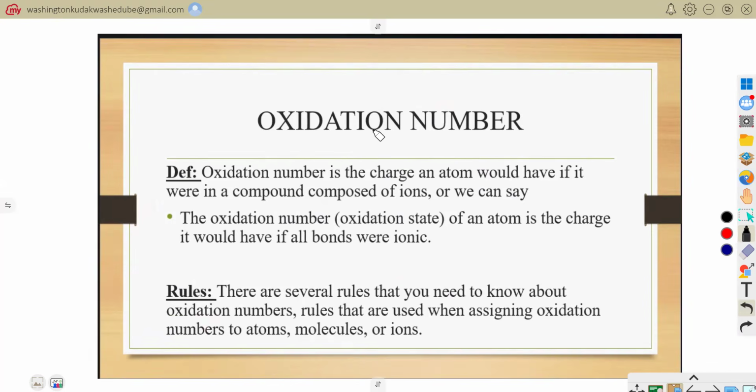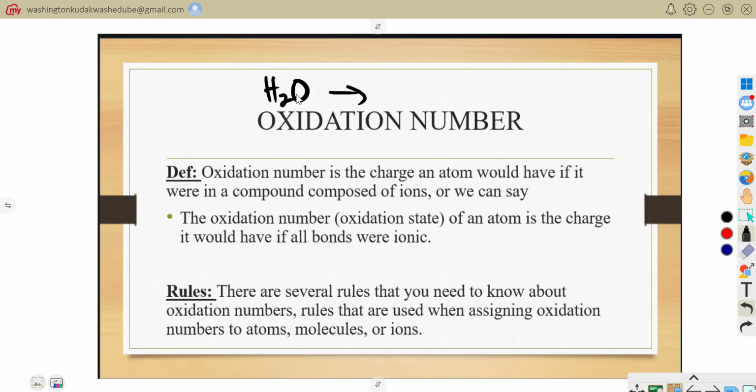So what is it that we call an oxidation number? Let's define an oxidation number. According to the definition given in your books, an oxidation number is the charge an atom would have if it were in a compound composed of ions. Or else, we assume that the compound is made of ionic bonds. The charge that we assign to each atom is what we refer to as the oxidation number.